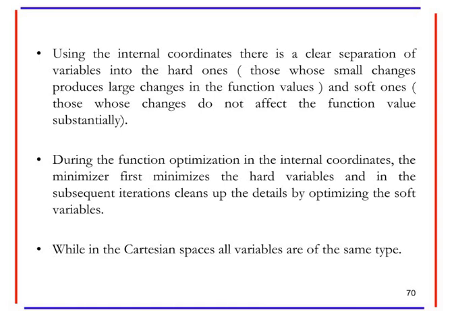So using internal coordinates, there is a clear separation of variables into the hard ones, those whose small changes produce large changes in the function's value, and the soft ones, those whose changes do not affect the function's value substantially. During function optimization in internal coordinates, the minimizer first minimizes the hard variables, and in subsequent iterations cleans up the details by optimizing the soft variables. While in Cartesian space, all variables are of the same type.